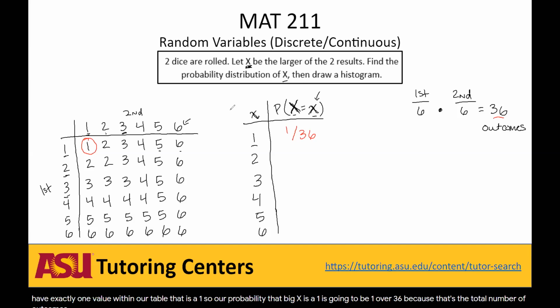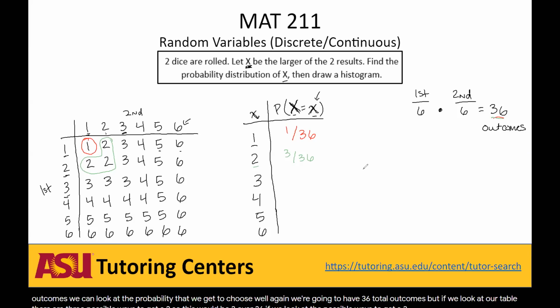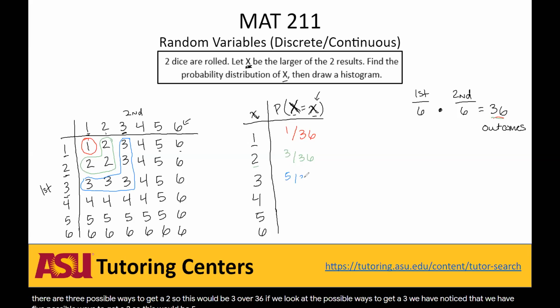Next, we can look at the probability that we get 2s. Again, we're going to have 36 total outcomes, but if we look at our table, there are 3 possible ways to get a 2. So this would be 3 over 36. Then if we look at the possible ways to get a 3, we notice that we have 5 possible ways to get a 3. So this would be 5 over 36.